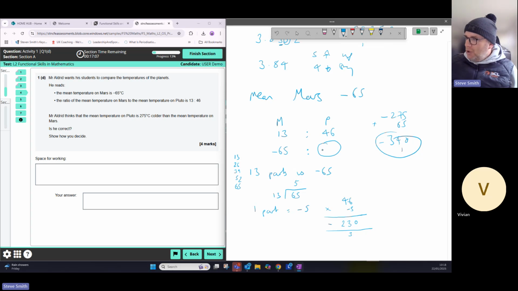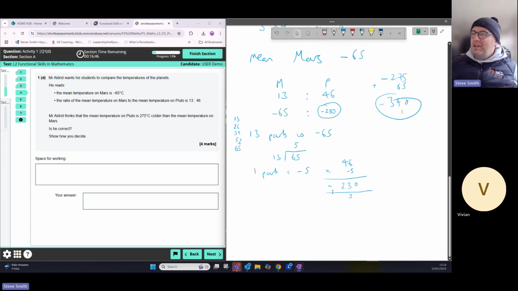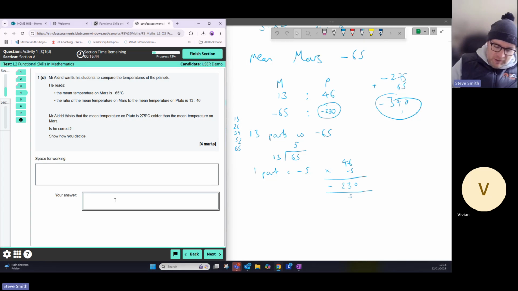So the temperature on Pluto is -230. Is it 340 degrees? Is it 275 degrees colder? No, because we're over 100. You know, it's 110 degrees warmer. It's still -230, so it's still chilly. It feels about as cold as my kitchen at the minute. So the answer for this one, is he correct? Incorrect. And I'm not saying why.